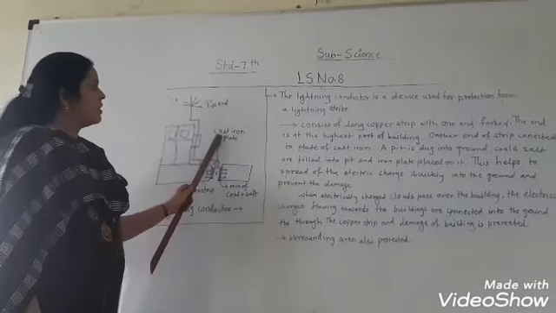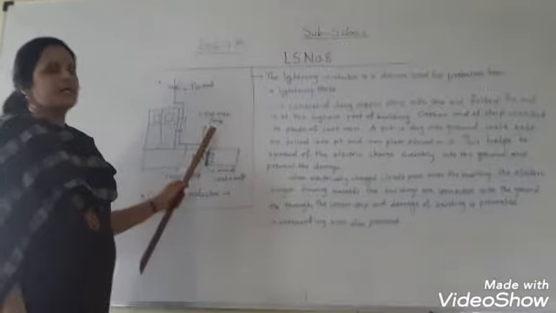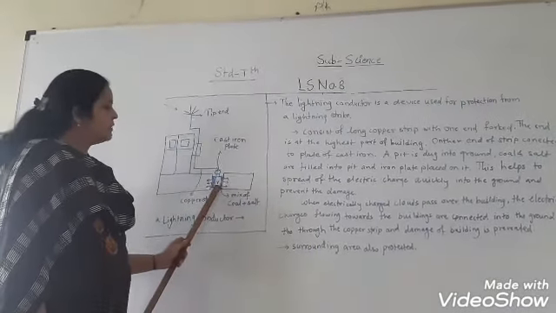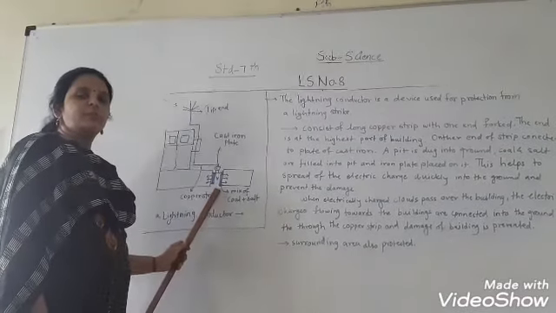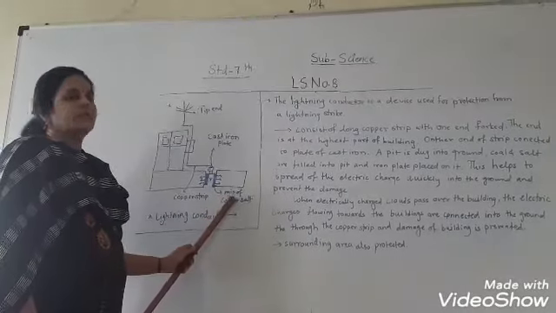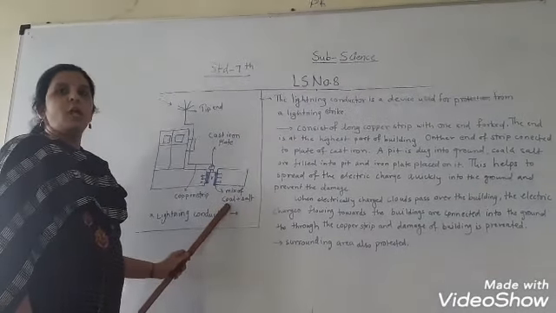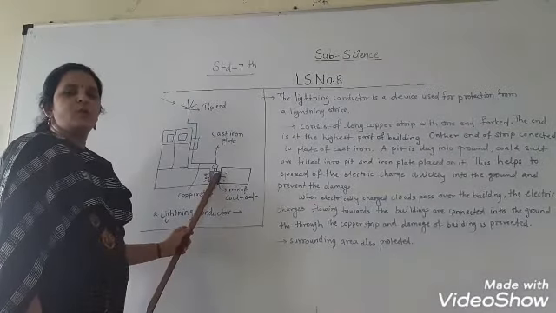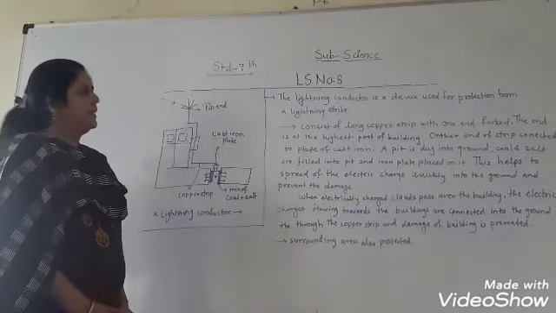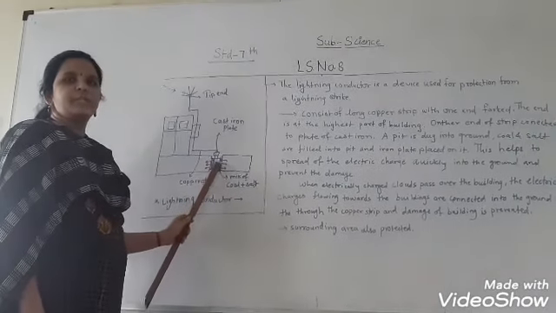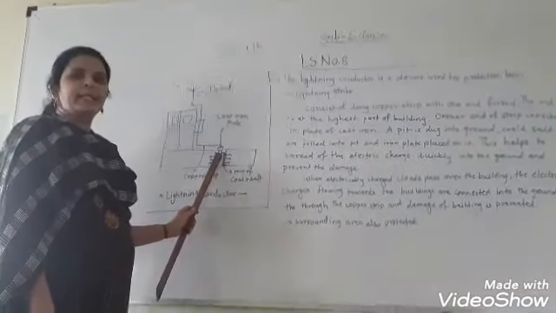Here, cast iron plate. Cast iron plate is used to cover the ground. Here you need to dig a small pit. In that pit, it is necessary to add the mixture of coal and salt. Here keep a small amount of water in it. Cast iron plate is placed on this pit in the upright direction.